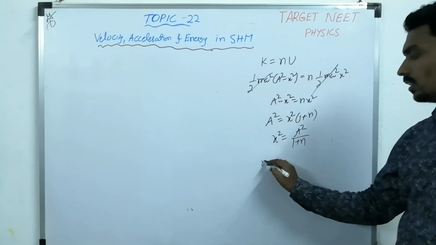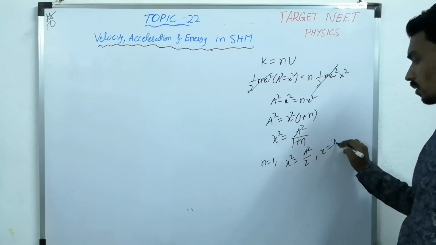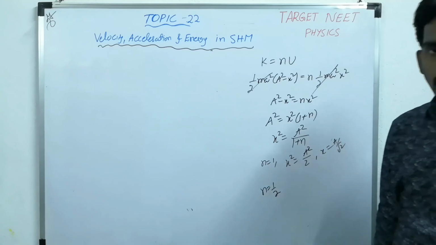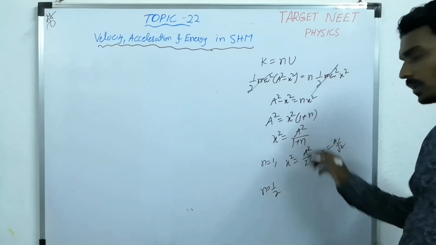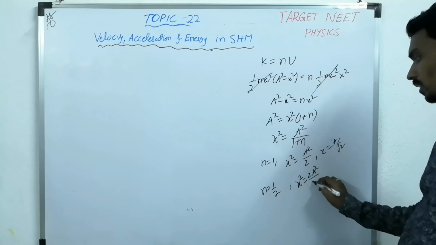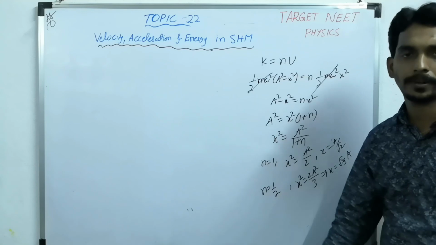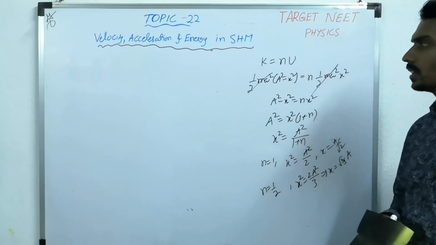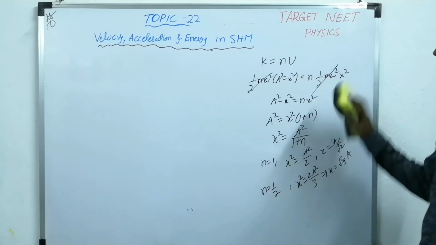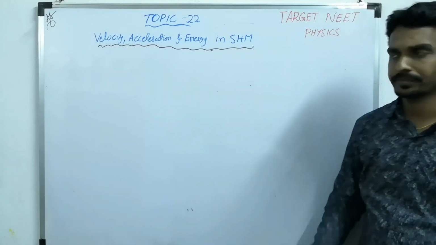If both are equal, then n equals 1. Then x square equals A square by 2, then x equals A by root 2. If n is half, kinetic energy is half of potential energy, then 1 plus 1 by 2 is 3 by 2. Then x square will become 2A square by 3, then x will become root of 2 by 3 times A. So this kind of question they will relate. Of course, here they can also ask about the velocity. So this is how they will ask questions based on these three things.